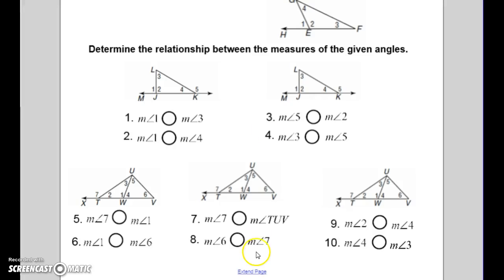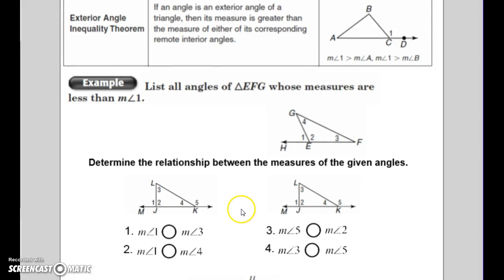Okay, so what we're going to talk about now is inequality. Somebody tell me, what do you think inequality means? It's not equal. Not equal. So if it's not equal, what could it be? Equilateral. So let me ask a question.